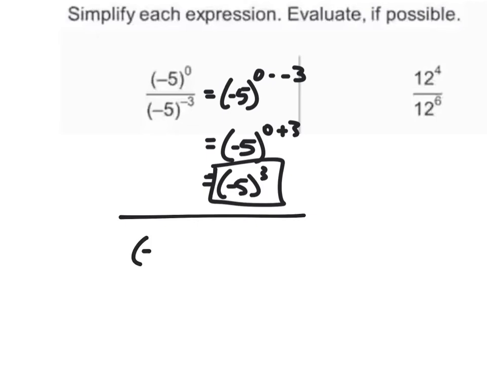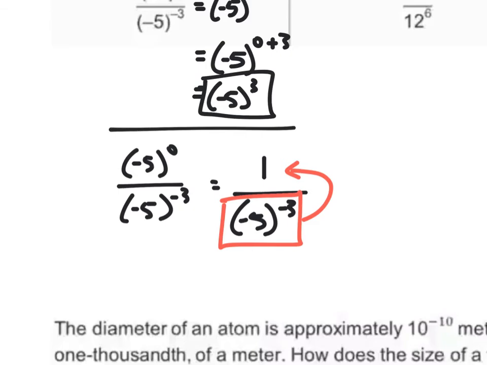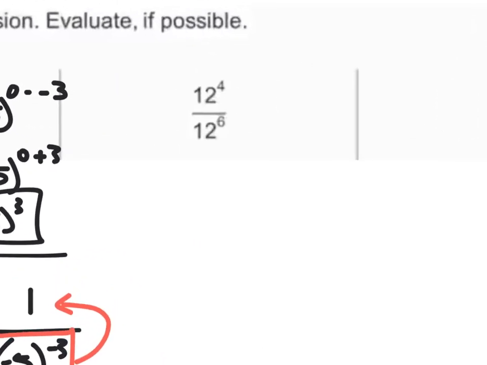Now let's try this. If I wanted to do it a different way, negative 5 to the 0 over negative 5 to the negative 3. First of all, I know that anything raised to the 0 power is 1. So I'm going to write this as 1 over negative 5 to the negative 3. Now remember, if I have a negative exponent, all I got to do is move it across my fraction line, and I can just write this as negative 5 to the third power over 1. And that's our answer. So two different ways you can do this, and that's what's kind of cool about this. Working with exponents and simplifying these, you can kind of do whatever you want. It doesn't matter.